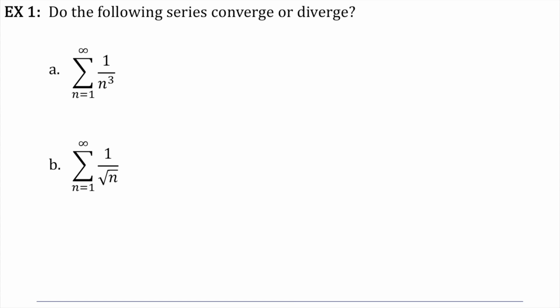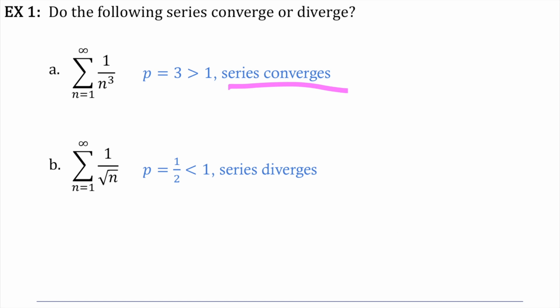So let's practice that. Do the following series converge or diverge? Now we have n in the base, and we have this positive constant 3 as the exponent. So p equals 3, which is greater than 1, so the series converges. Isn't that easy? What about b? 1 over the square root of n. Well, that's n to the 1/2. p equals 1/2. That's less than 1. So the series diverges. Woohoo!